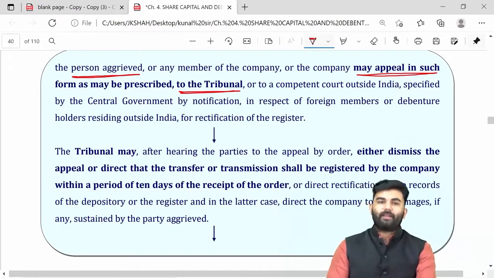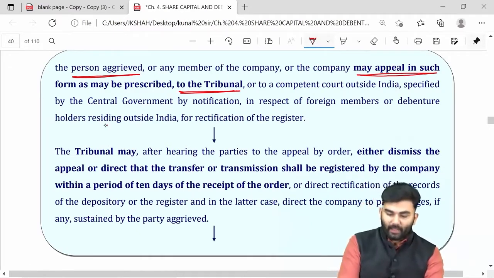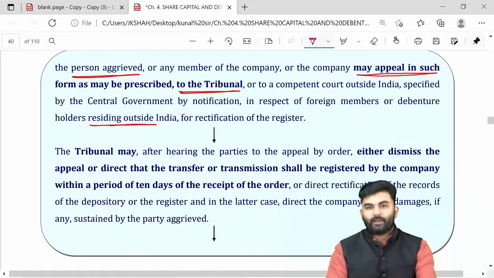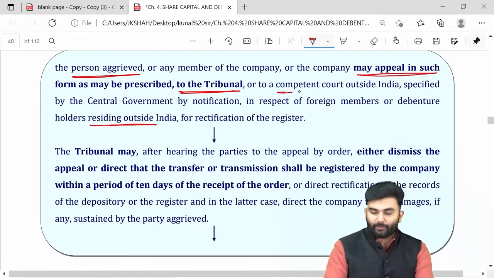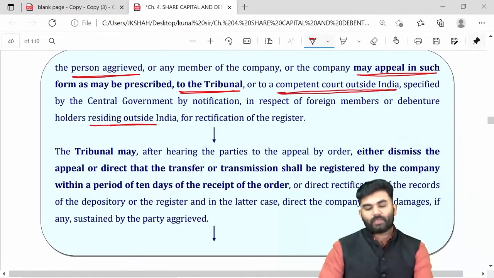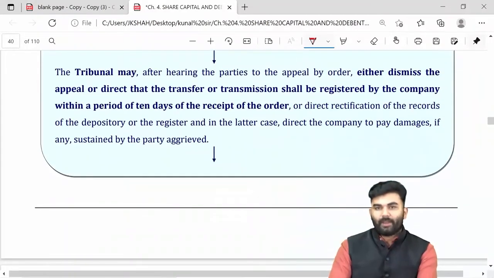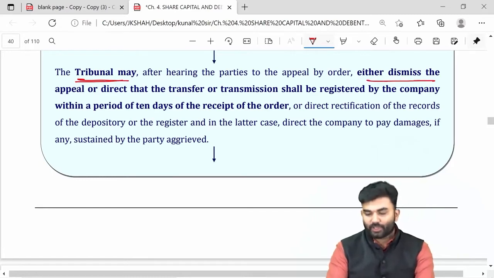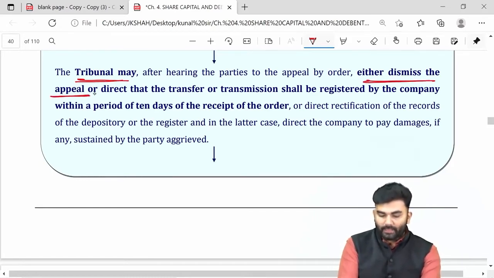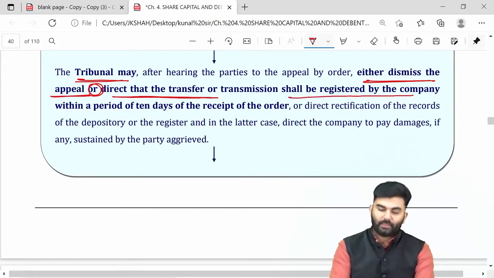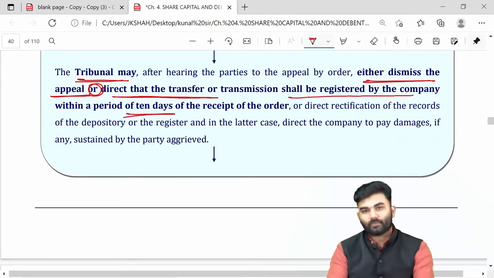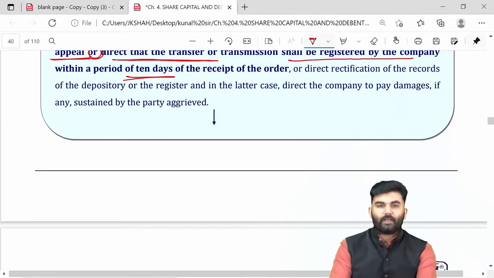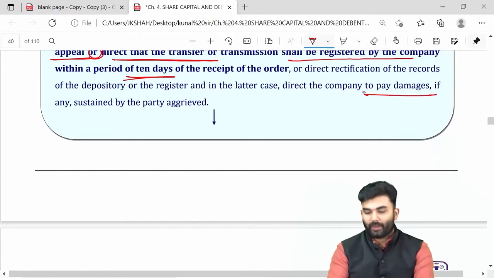However, if the aggrieved party is residing outside India, then the aggrieved party can directly file an appeal to a competent court outside India. Once the matter is filed, the tribunal will either dismiss the appeal or direct the company to transfer the securities within 10 days. Or else the company will be asked to pay damages to the aggrieved party.